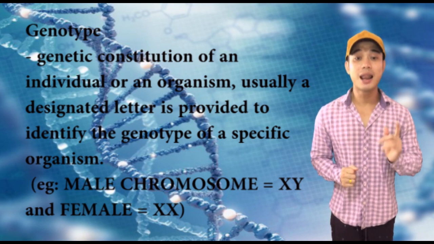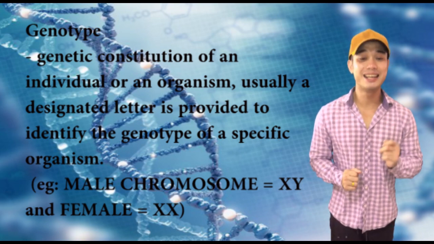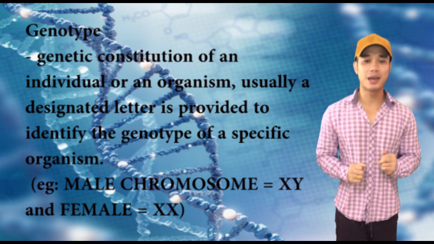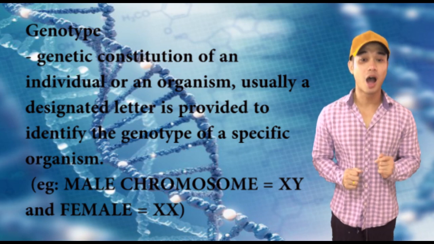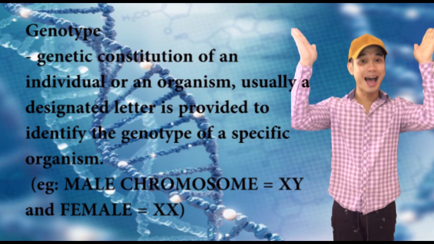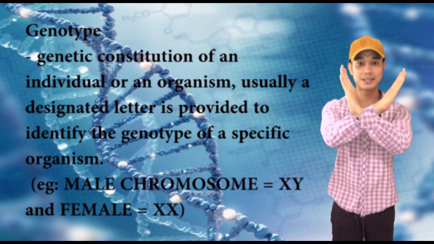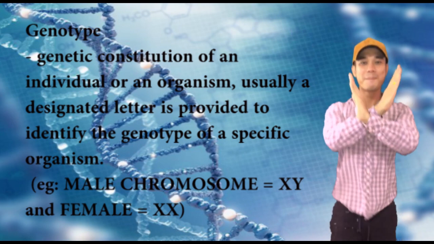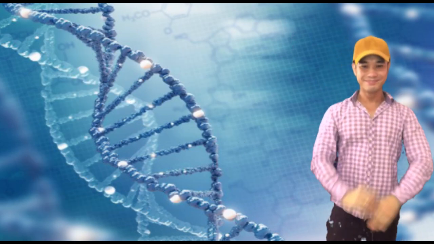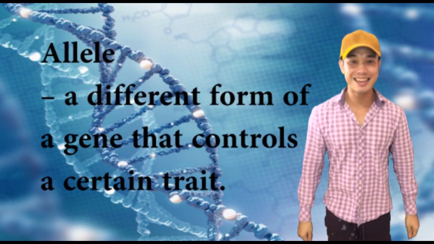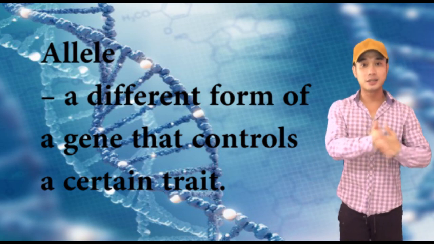Usually, a designated letter is provided to identify the genotype of a specific organism. Example of a genotype is the male chromosome. The male chromosome has a genotype of X and Y. The female chromosome has a genotype of letter X and X. Next is the allele. It is a different form of a gene that controls a certain trait.